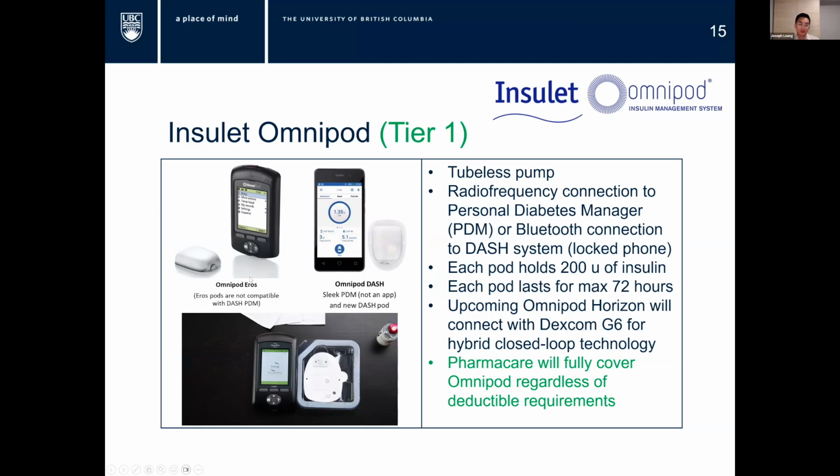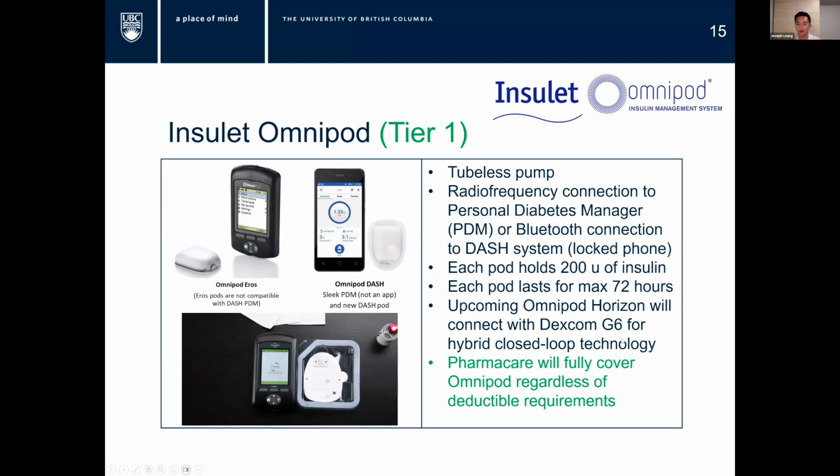The Eros model communicated through radio frequency between the PDM, the personal diabetes manager, and the pod, whereas this newer Dash model communicates through Bluetooth from the PDM to the pod. So these pods are not interchangeable between the different models. Each pod holds 200 units of insulin, and each pod lasts for a maximum of 72 hours, plus a little bit of grace period a few hours after that.